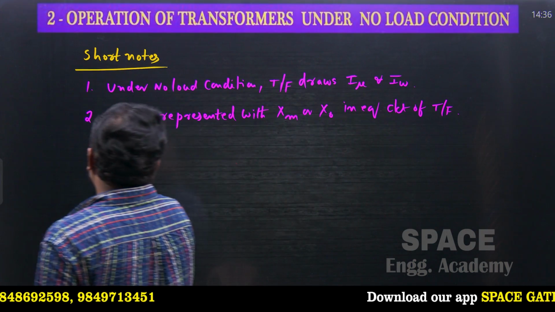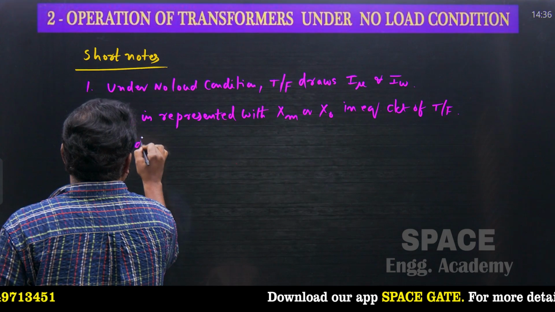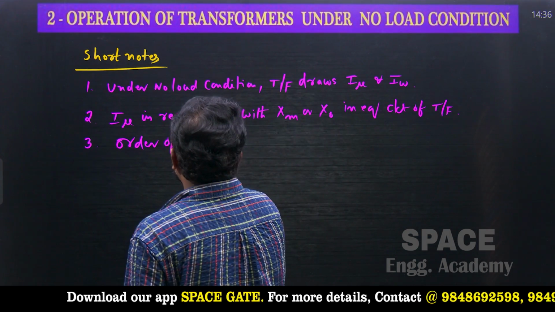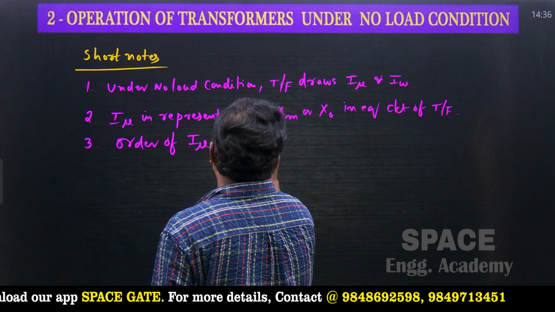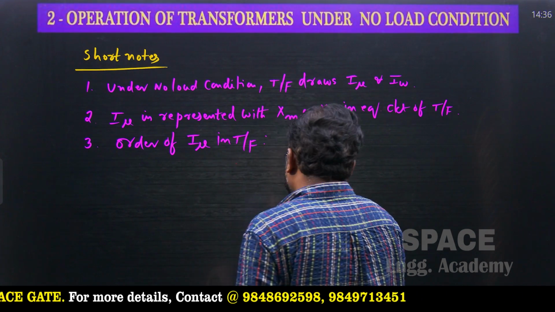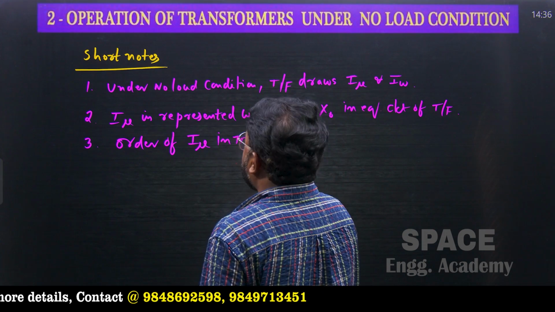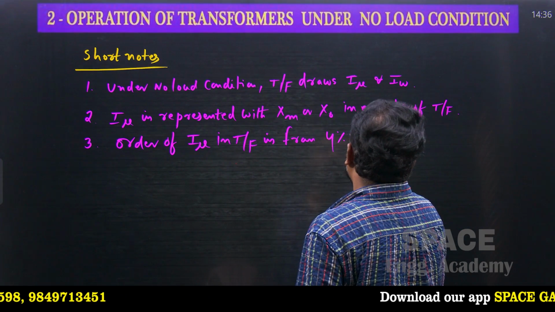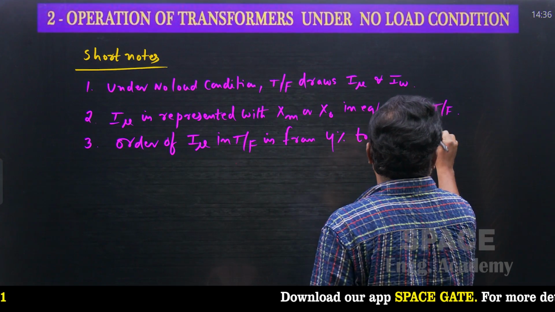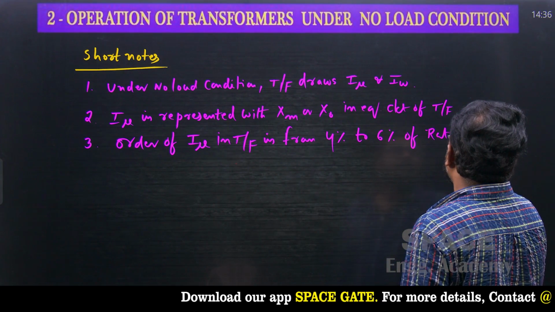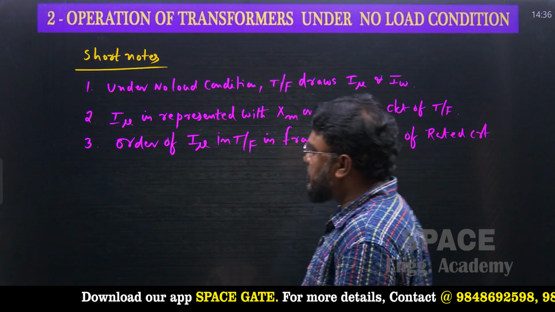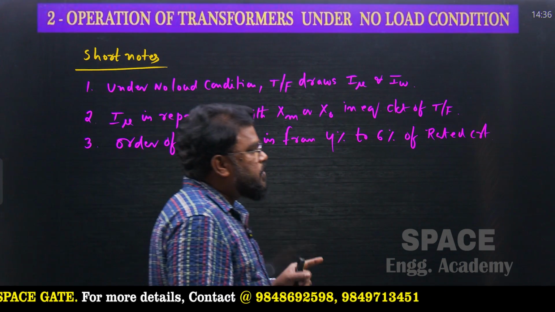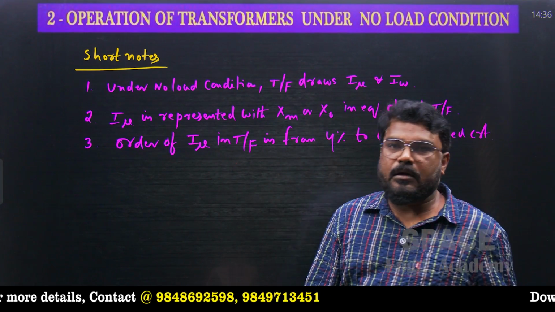And next, order of magnetizing current in the transformer. So there is another possibility of question. The order of the magnetizing current in the transformer is from 4% to 6% of the rated current. So the order of the magnetizing current in the transformer is 4% to 6% of the rated current of the transformer.